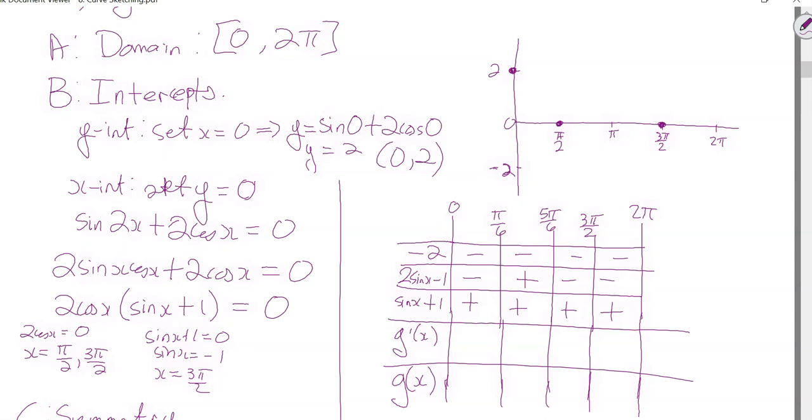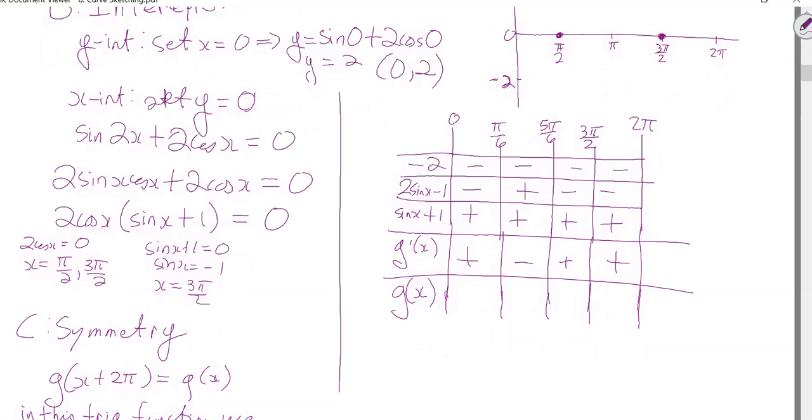So g prime of x, what do we got? We got a plus. We got a minus. We got a plus. And another plus. So that is increasing. It is decreasing. It is increasing. It is increasing. So probably a point of inflection. We're just going from increasing to increasing, but there's something going on. The first derivative is 0 at that point, right? Okay, so we do it.